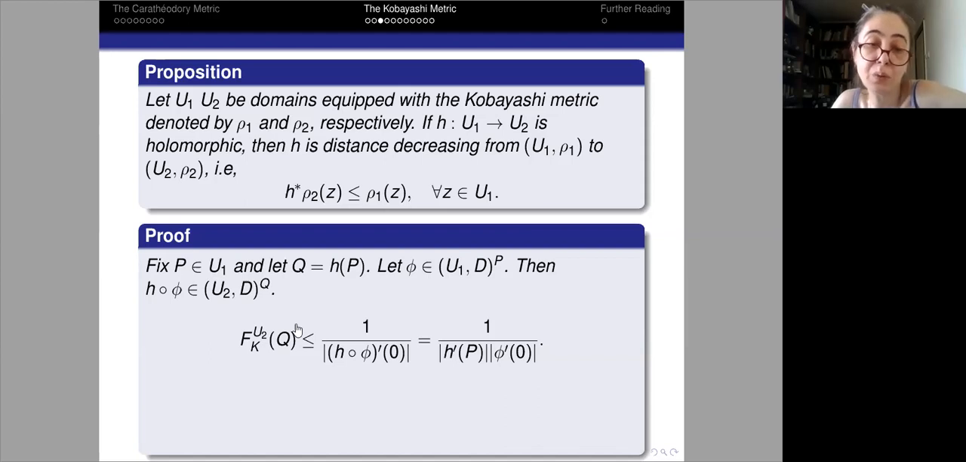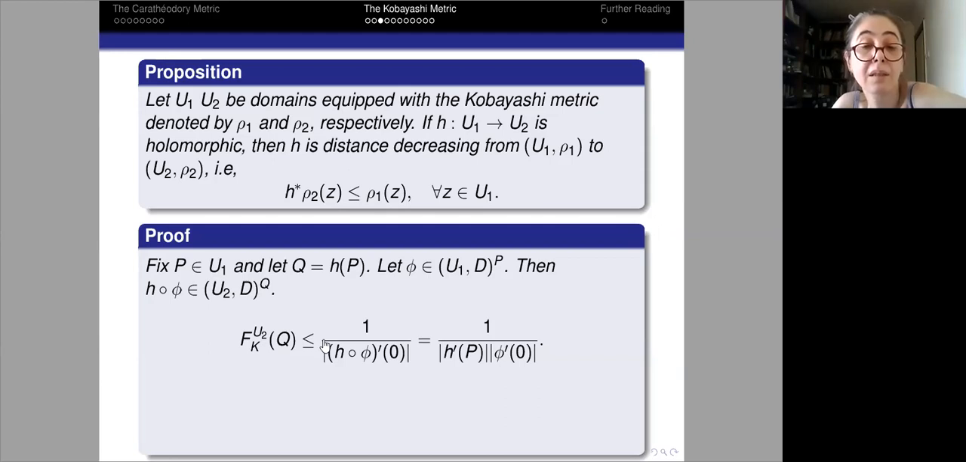But the proof is kind of similar. We take a point p in the first domain and let q be equal to h(p). We take phi in the family U1 D to the power p. Then h composed with phi is in U2 D to the power q, I'm sorry.